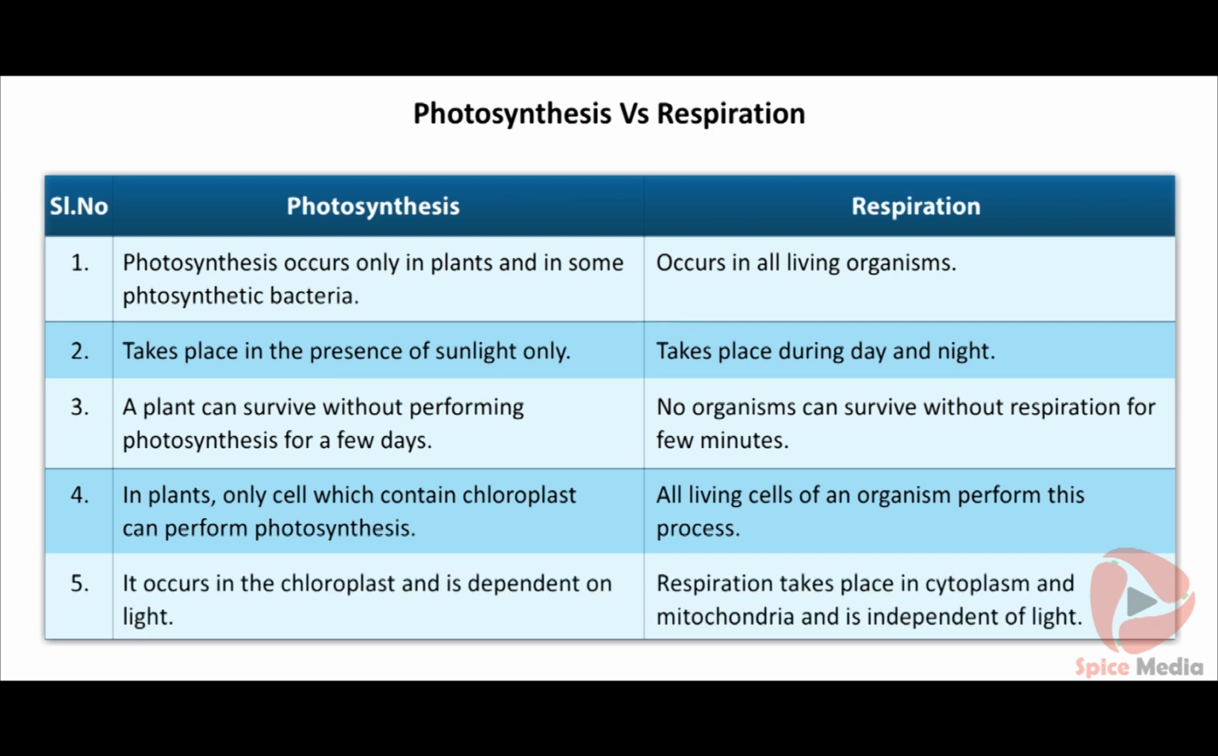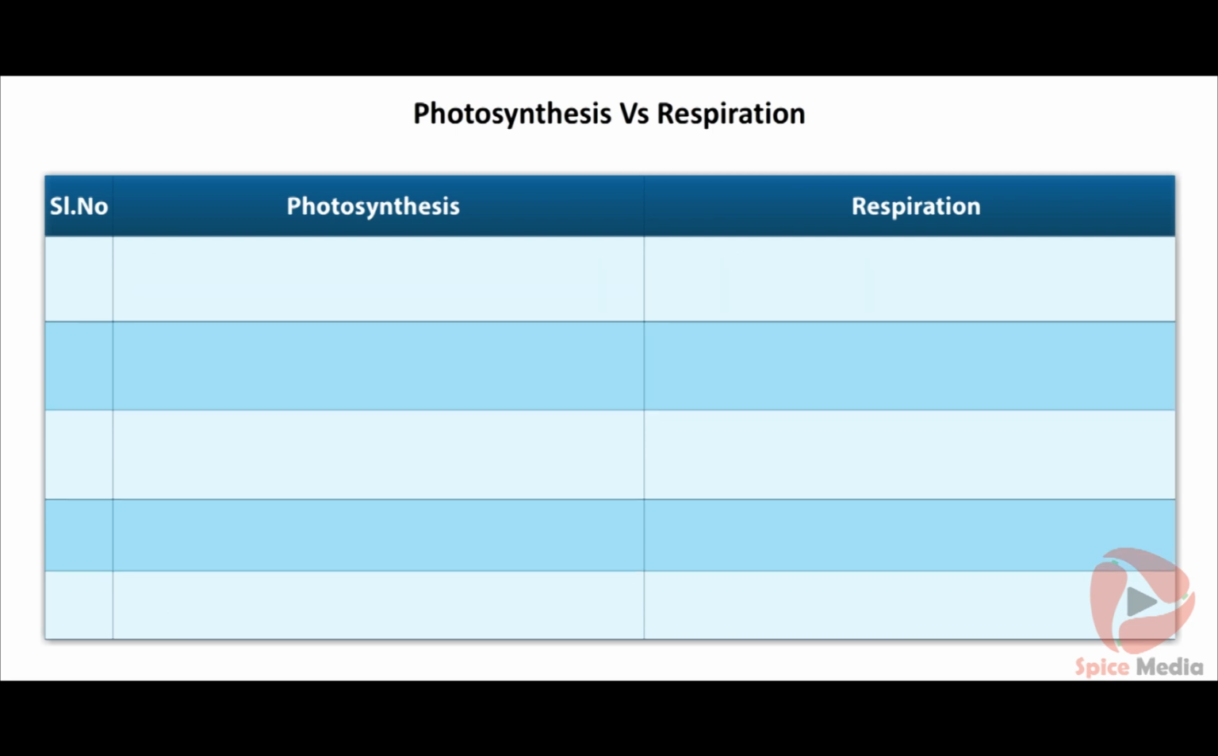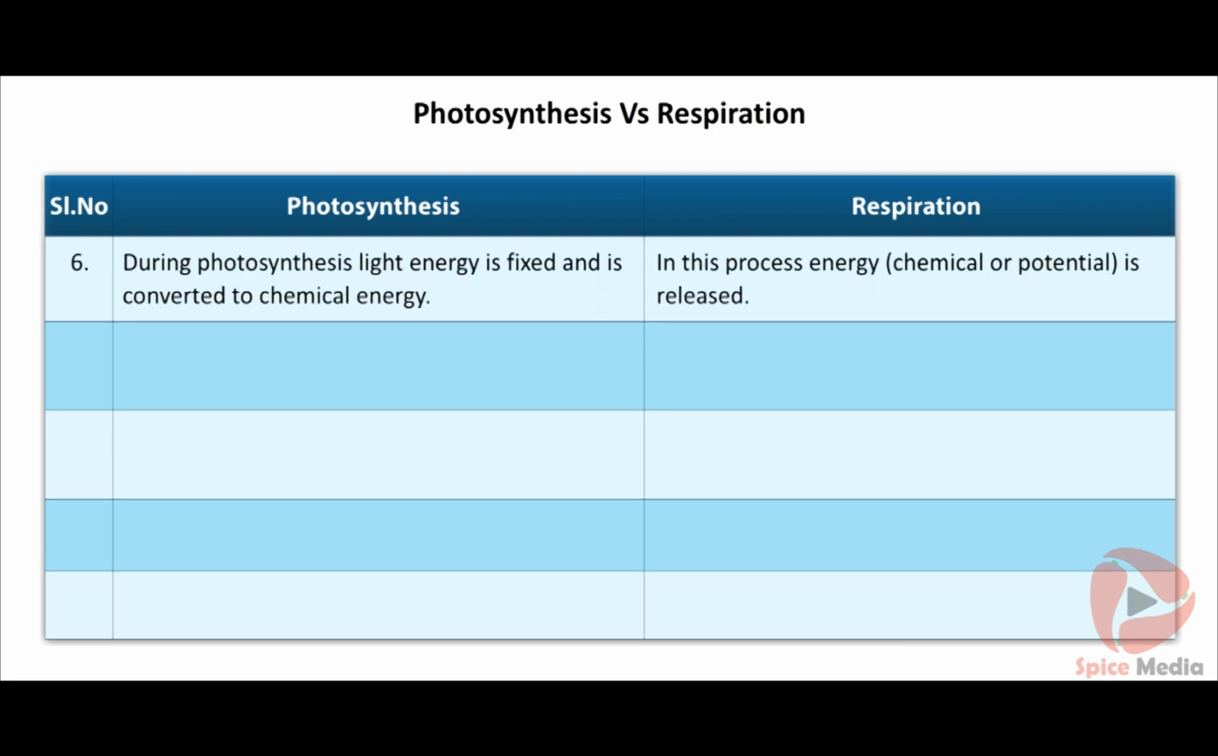Photosynthesis occurs in the chloroplast and is dependent on light. Respiration takes place in cytoplasm and mitochondria and is independent of light. During photosynthesis, light energy is fixed and converted to chemical energy. During respiration, chemical or potential energy is released.